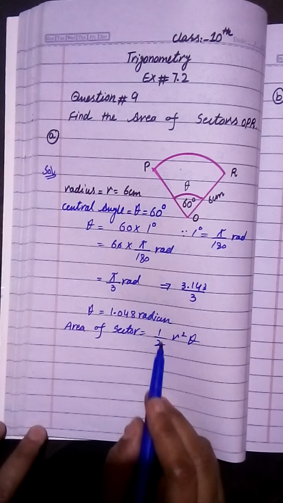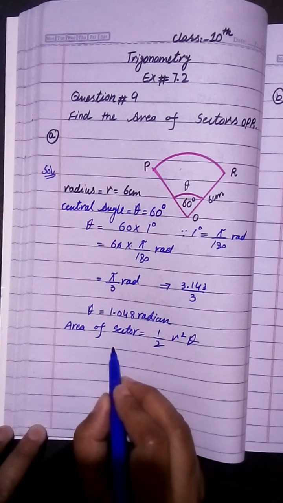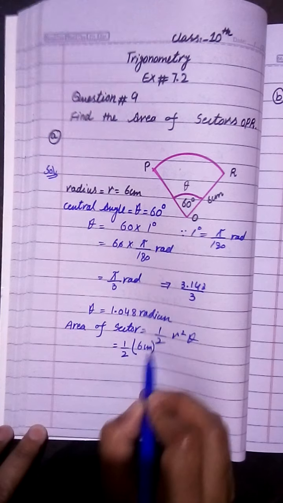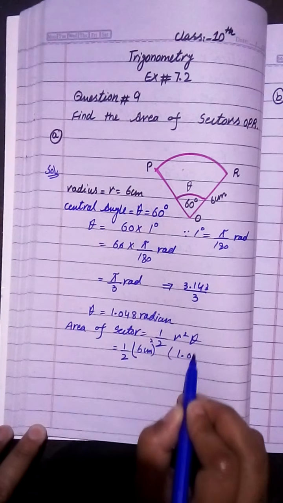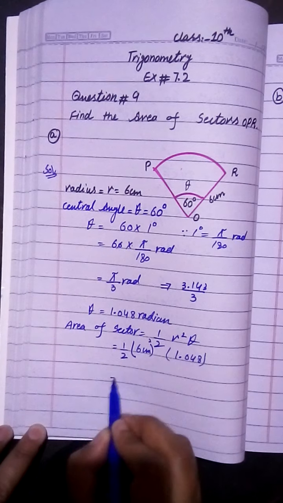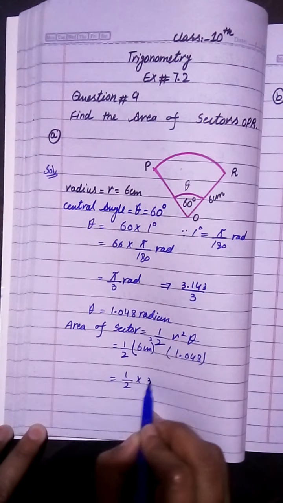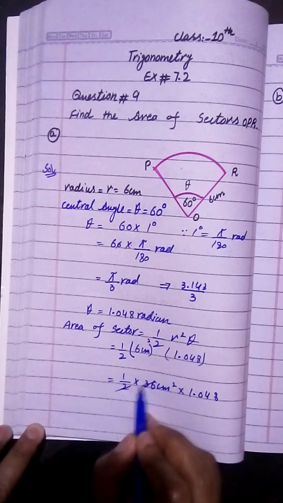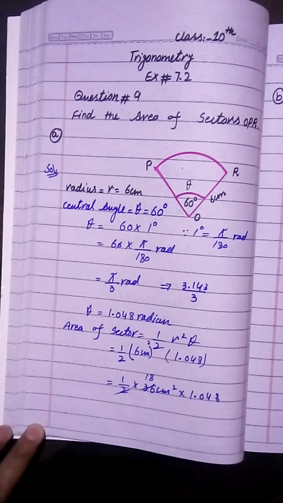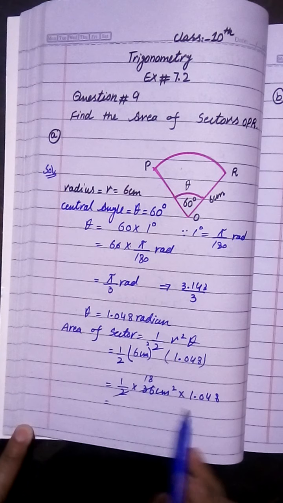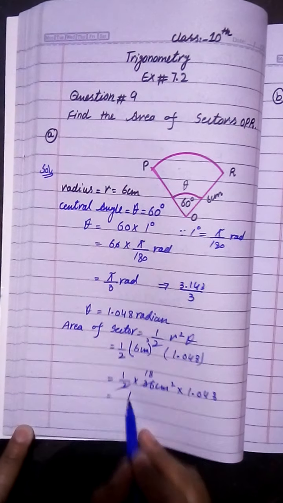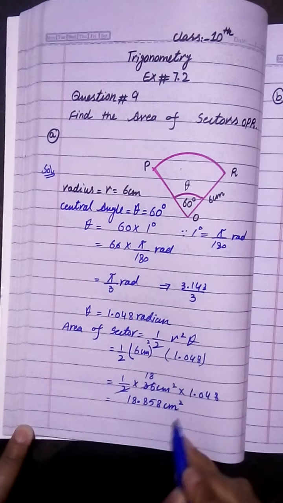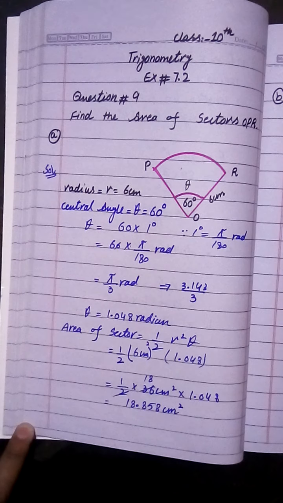So you have to apply here the formula 1 by 2 radius square theta. Now put the values: 1 by 2 written as it is, and radius here 6 centimeter whole square, and theta here 1.048. Now it becomes 1 by 2 multiplied by 36 centimeter square multiplied by 1.048. 2 ones are 2, 2 nines are 18, 18 times 2 is 36. Now 18 multiplied by 1.048 equals 18.858, and the unit of measurement used here is centimeter square. That is the area of sector.